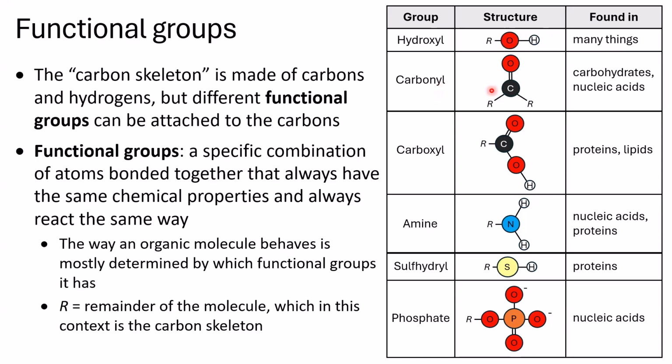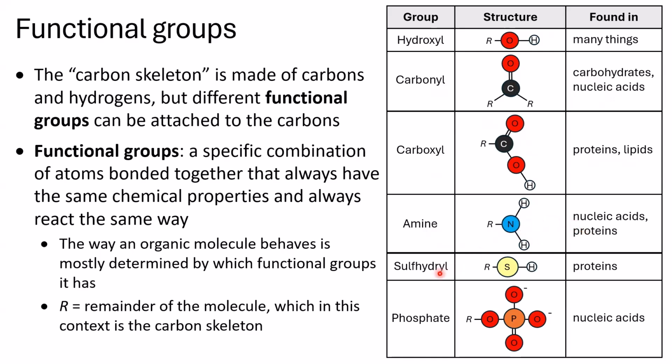Carbonyl is a carbon double bonded to an oxygen and is commonly found in carbohydrates and nucleic acids. They are also polar. Carboxyl groups are more acidic and are generally associated with carboxylic acids, which, as we will learn, is an important component of all amino acids, the building blocks of proteins. They can also be found in some lipids. The amine group is more basic and is another important component found in amino acids. They are also found in nucleic acids.